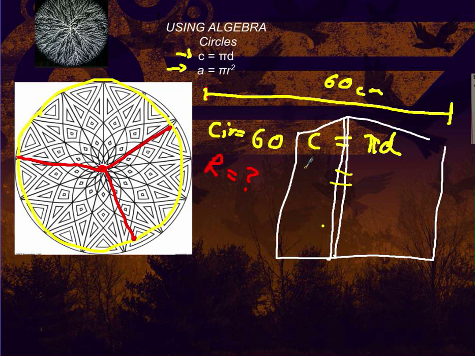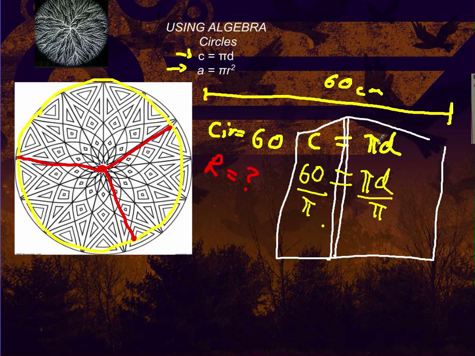So we have the circumference. We know the circumference is 60. And we know that 60 equals pi times d. So what we've got to do is get d by itself. D is diameter. The way we get d by itself is we do the inverse operation, which you hopefully remember from middle school. When you want to get an unknown by itself, you do the opposite operations of what's going on at the moment.